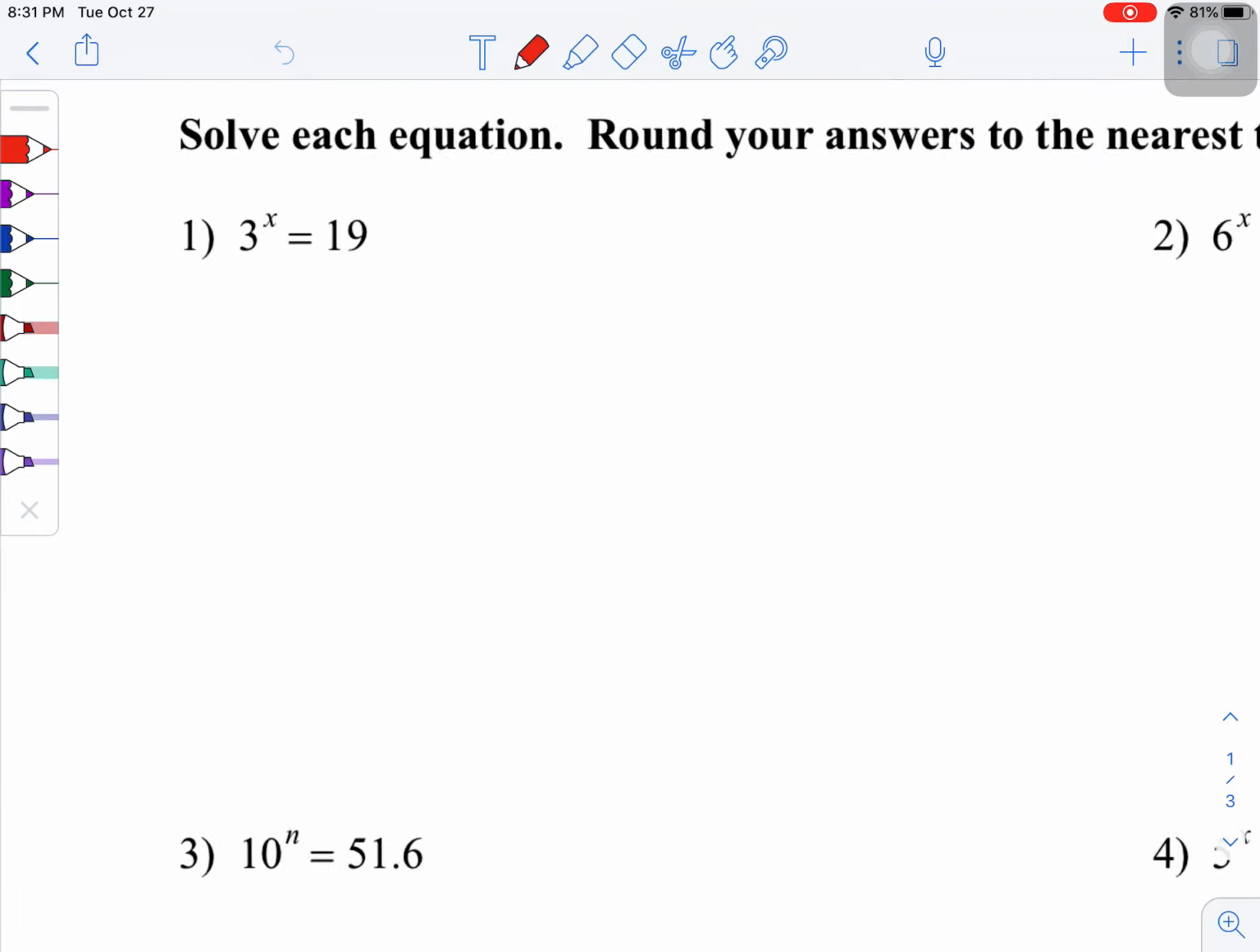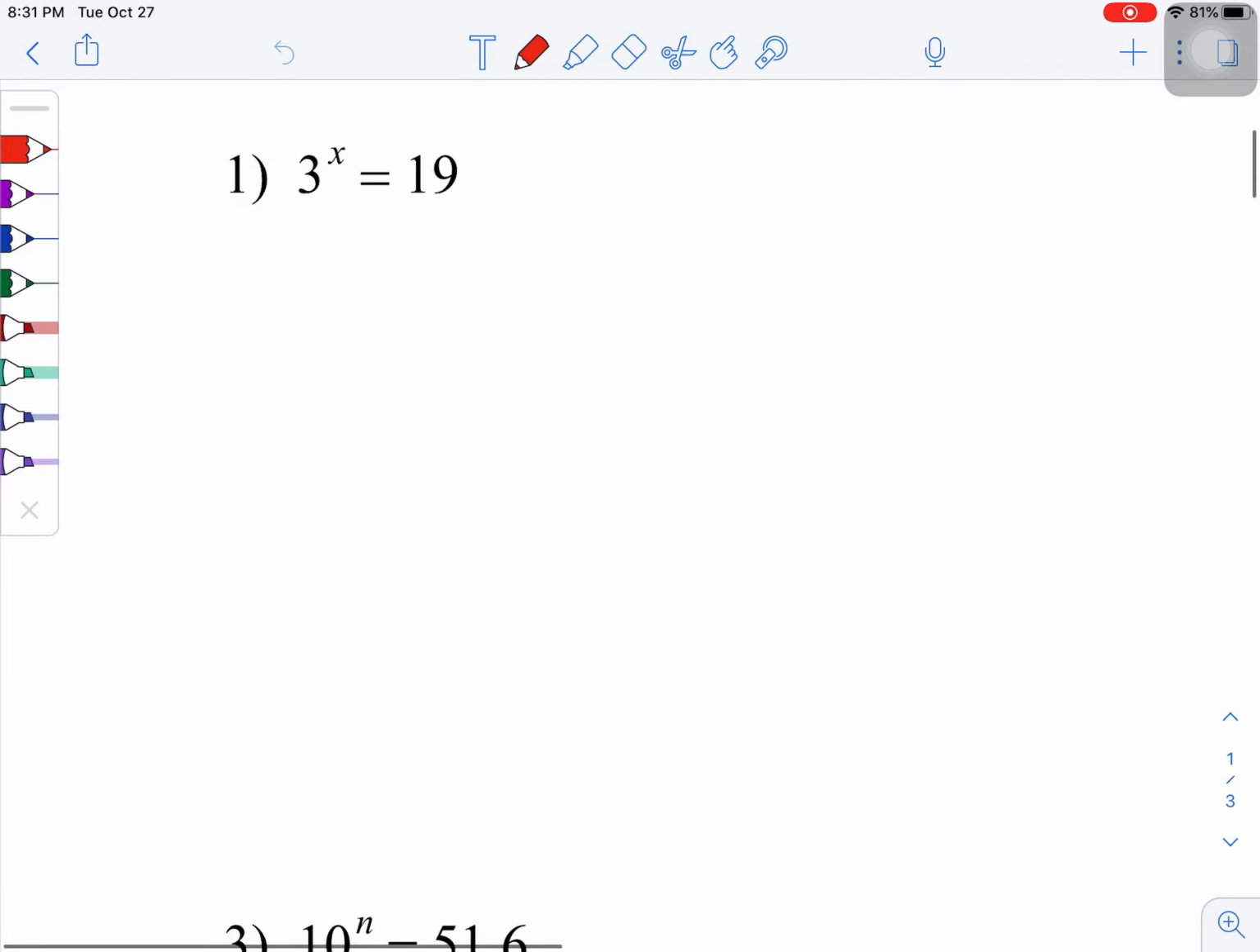When we look at these problems, and I'm going to zoom in on number one here, what I always look to do first is to see if I can avoid using logarithms. If I can rewrite the two bases as the same thing and just work with my exponent rules, I actually prefer to do that. Unfortunately, I know of absolutely no way to make 3 and 19 have the same base. So knowing that, what I can do is take the log of both sides.